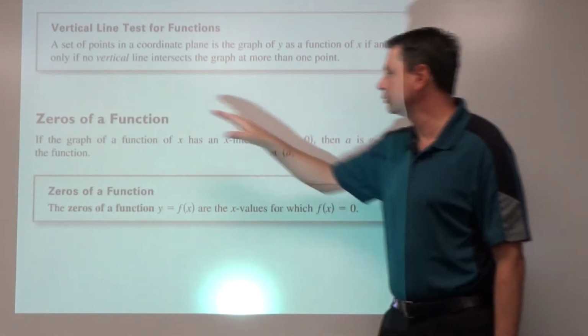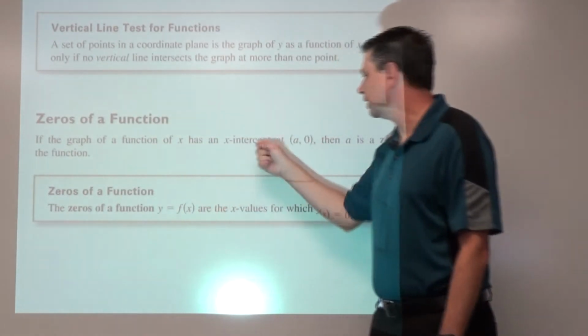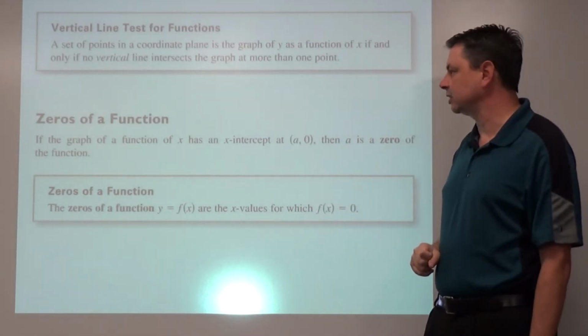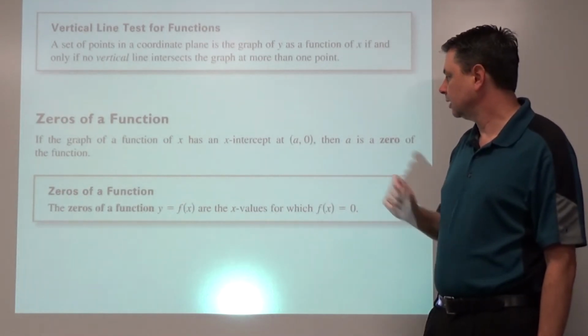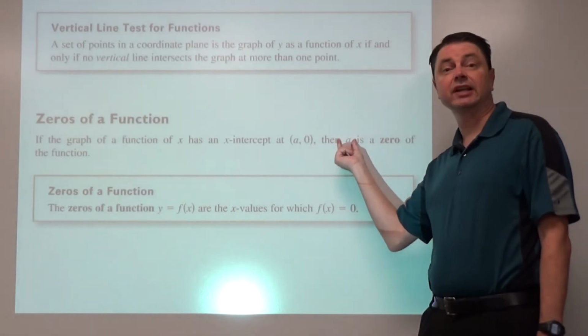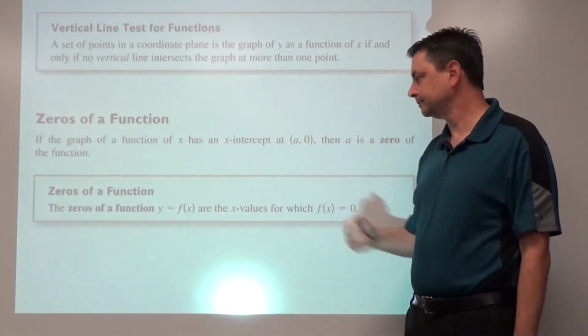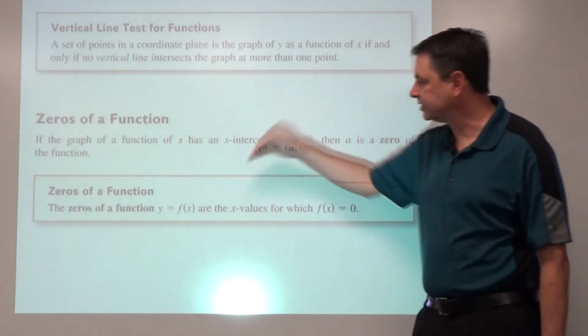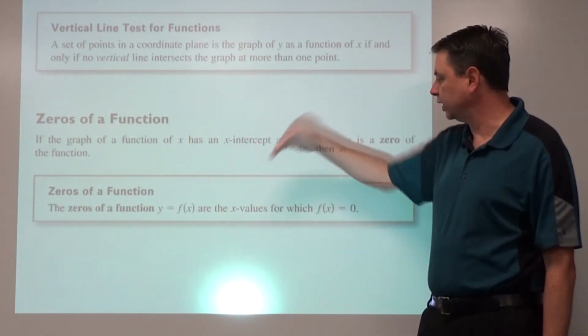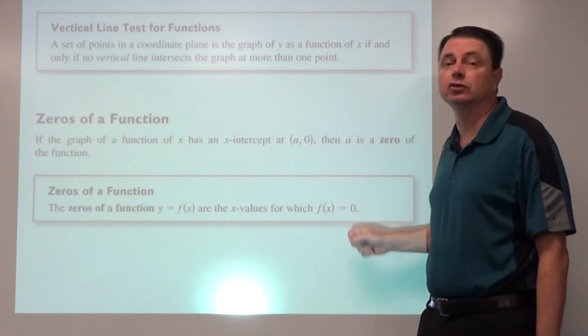To find zeros of the function, that occurs when the function has x-intercepts. Zeros are just numbers. X-intercepts are points. So zeros are just the value of which, when we plug it in, we get an answer of 0.